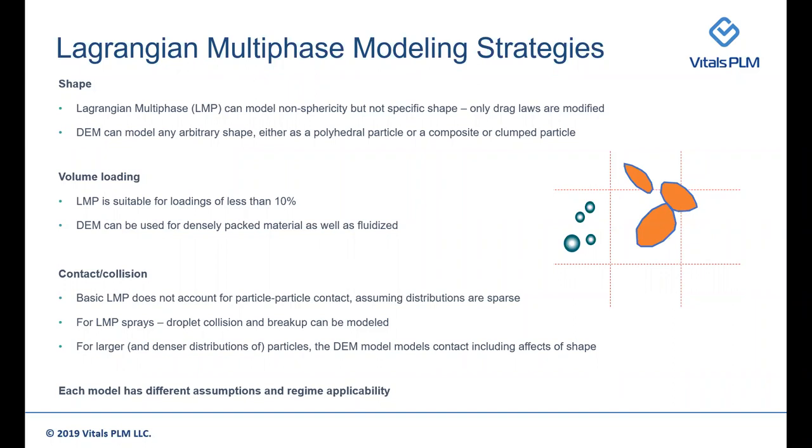And on the other side, if the loading is more, especially for densely packed material or in examples of fluidized particles where the loading is significant, DEM is the suitable model. For that reason, there's a general rule of thumb to say that when the volume loading is above 20%, the contact and collisions between the dispersed phases become significant. For that reason, the LFP is not a suitable candidate for this scenario where particle-particle contact is important to resolve, because the LFP assumption is such that the distribution of the dispersed phases is sparse.